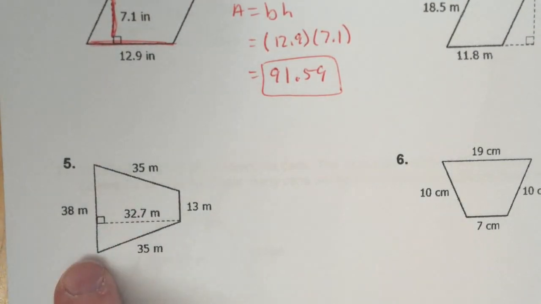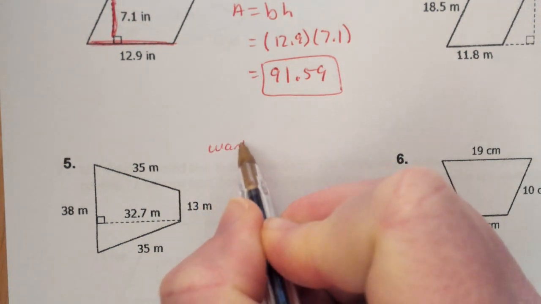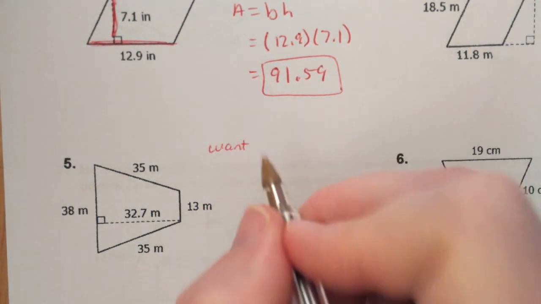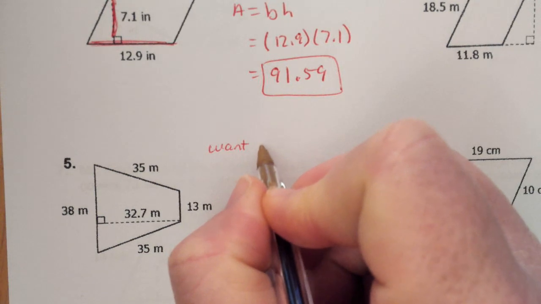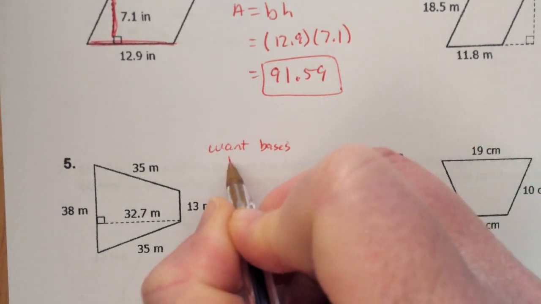All right, this right here is a trapezoid. Now, we always want our bases to be parallel. We want the bases, well, not parallel, sorry, horizontal. We want bases to be horizontal.